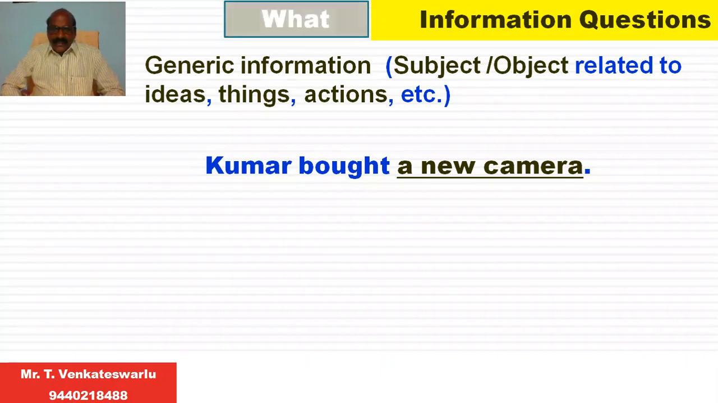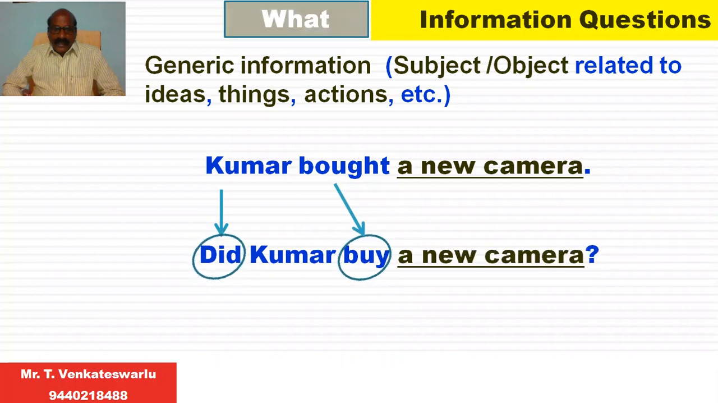Before changing the statement into an information question, first we should learn how to change it into a yes or no type question. In the given sentence, the verb bought is in past tense. So when you find the verb in the past tense, use did at the beginning of the statement so that we can get the yes or no type question, and the verb in the past tense becomes the verb in present tense. That is, bought becomes buy. Did Kumar buy a new camera? This is the yes or no type question. And we need to get the answer a new camera.